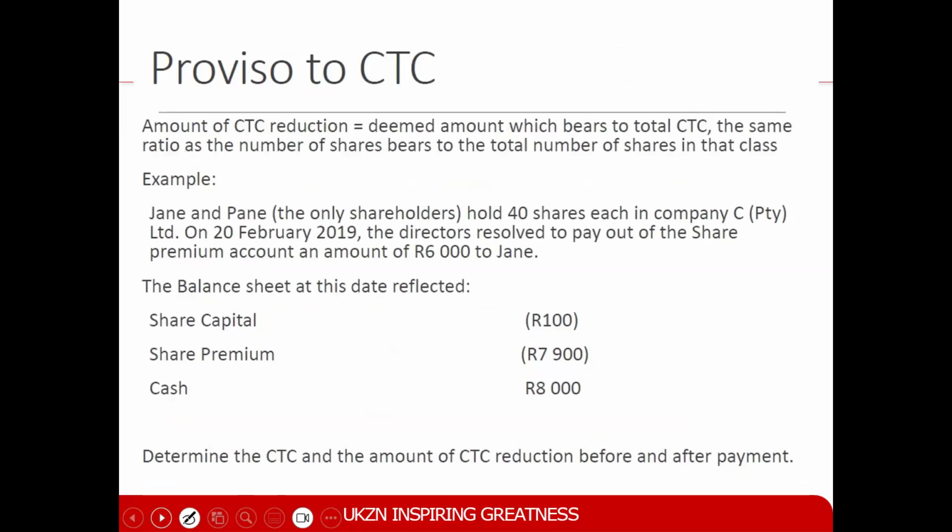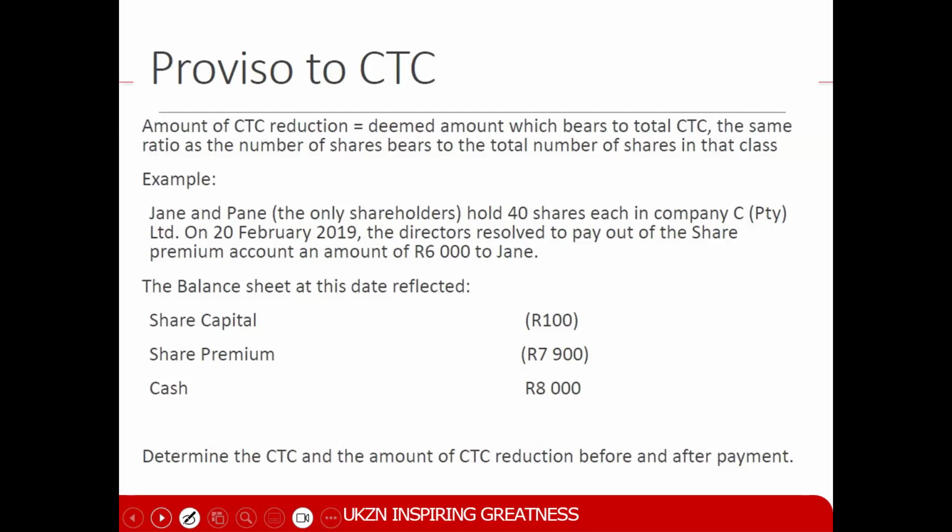We've got Jane here and Payne there too, of course. The only shareholders, they hold 40% each in company C, Pty Ltd. On 20 February, the directors resolved to pay out of the share premium account an amount of 6,000 to Jane. So in this case, you've got share capital, then share premium, 7,900, then you've got cash. Determine the CTC and the CTC reduction before and after payment. So the share capital here was what? You can see it was just 100 Rand. So their contribution here was just 100 Rand.